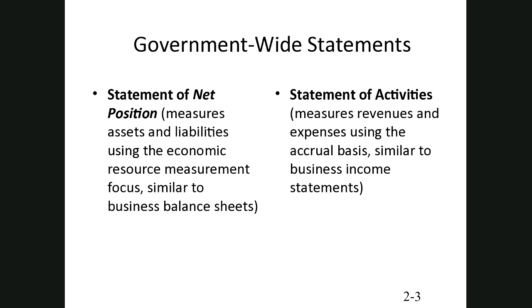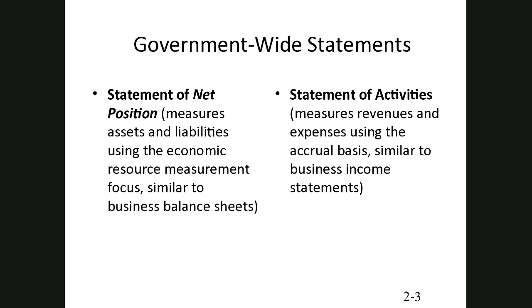Now, a bit of a review from the first session that we had. Government-wide level. This is the level that is going to look at least a bit to you in concept like a private sector business. There are two financial statements that are prepared at this level. They're holistic in their nature. That is, they try to take all of the funds and put them on the same measurement focus and basis of accounting. Notice there's only two statements at this level, a statement of net position and a statement of activities.